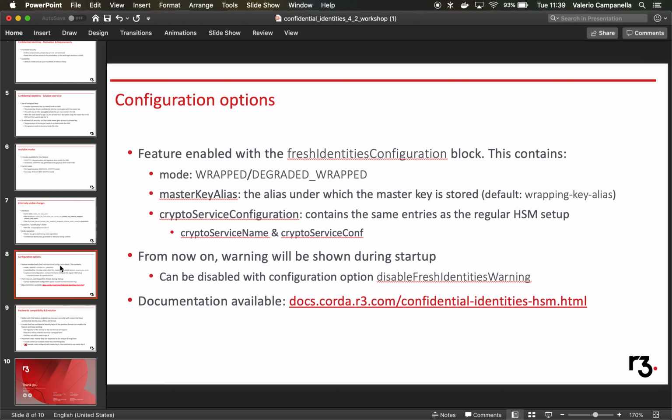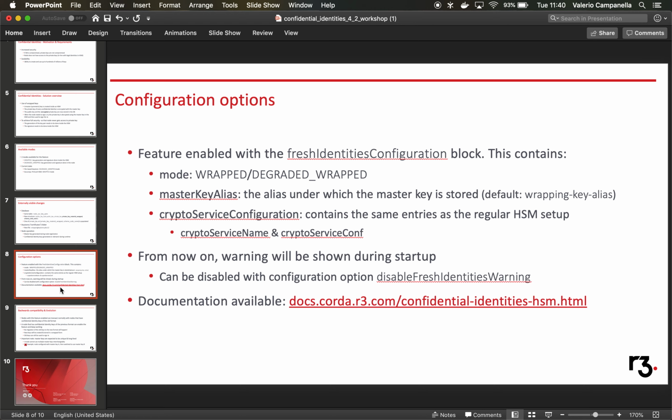And the last one is the crypto service configuration, which is specific to each vendor and determines what kind of HSM we will use and potentially other configuration files that contain credentials and things like that. And this is exactly similar to the entry that we use for the regular HSM setup. And also, from now on, a warning will be shown during startup when you're using Corda Enterprise that warns the operator that there is a more secure option for confidential identities. And this warning can also be disabled just by adding the entry disable fresh identities warning in your node configuration.